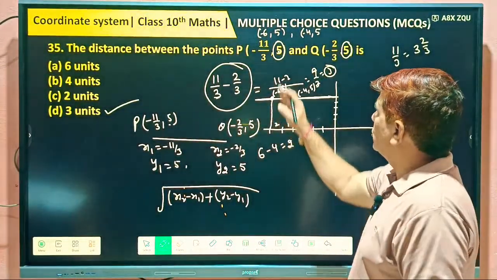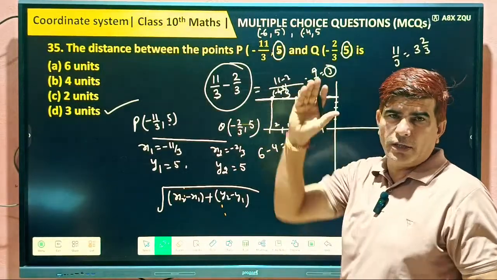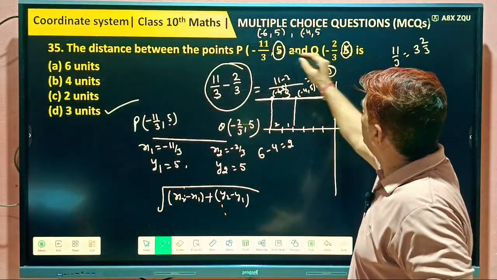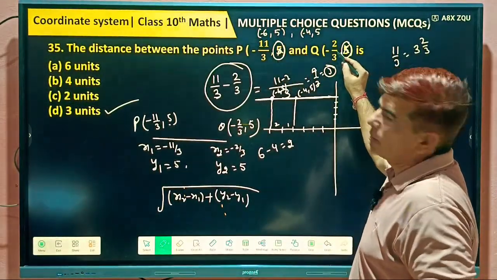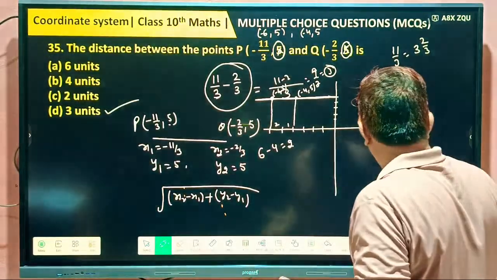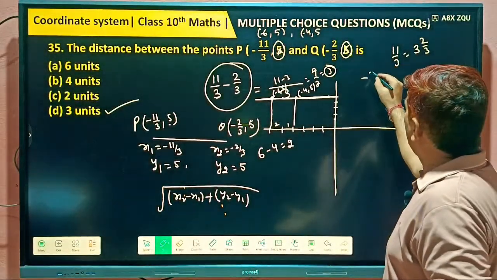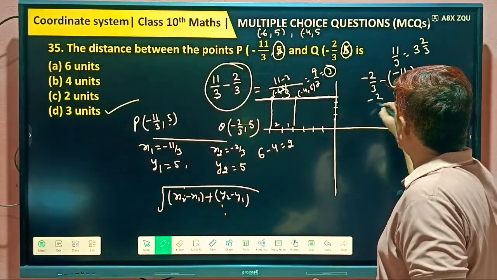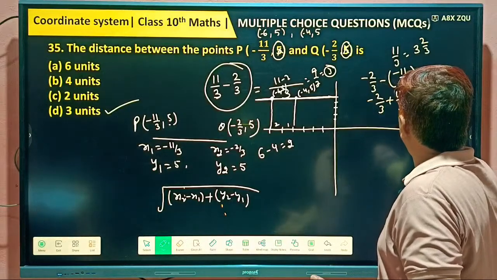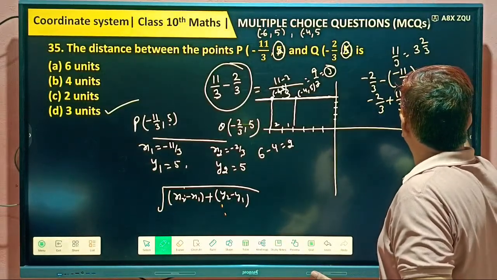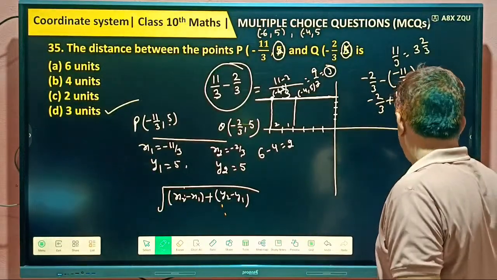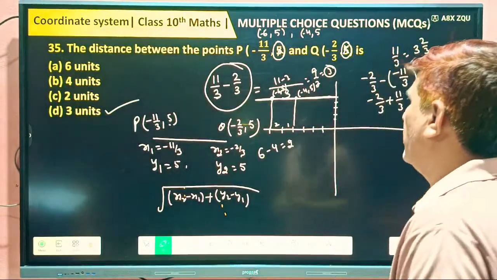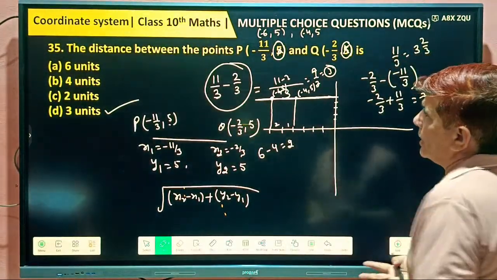But if this type of situation comes, find it directly. If one coordinate is equal and you find the distance, then that cancels out, this becomes 0, and this minus this. Understood? Otherwise, minus 2 by 3 minus 11 by 3, so minus 2 by 3 plus 11 by 3. 3 is your LCM. Minus 2 plus 11, again 9 by 3. So you can apply any method, but this is possible only if you are able to understand these.